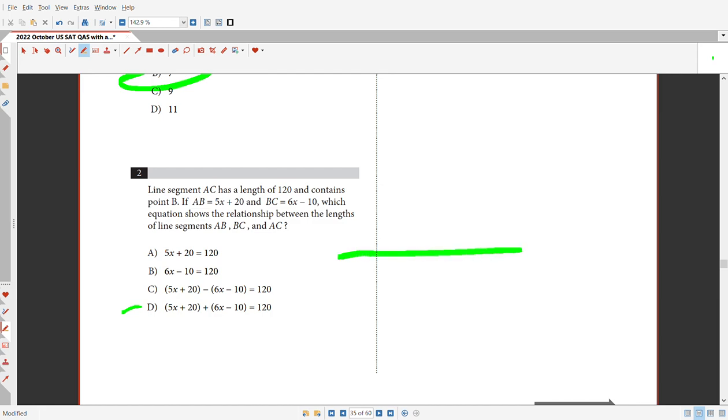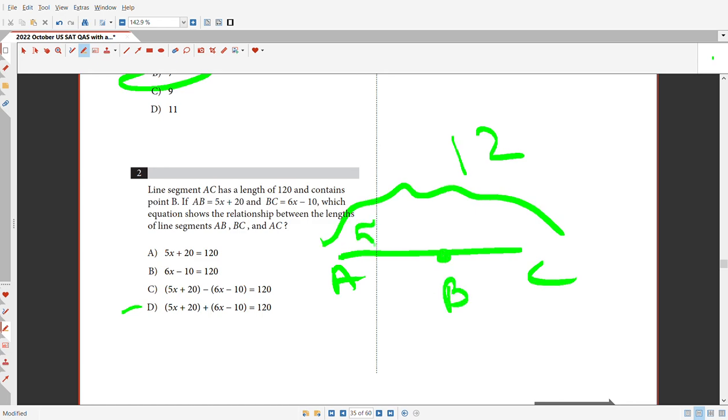Next one, line segment AC has a length of 120 and contains point B. AB is this, BC is this. Which shows the relationship? Well, the two segments add up to the total.